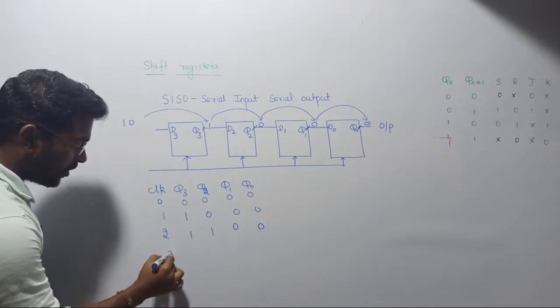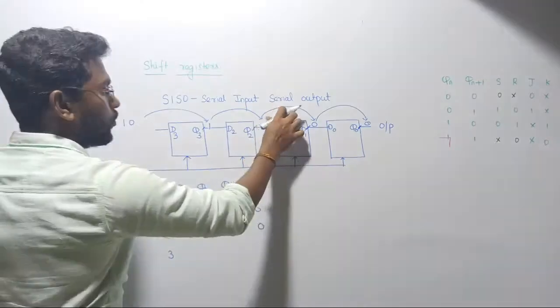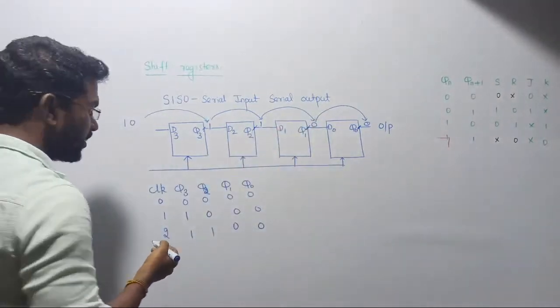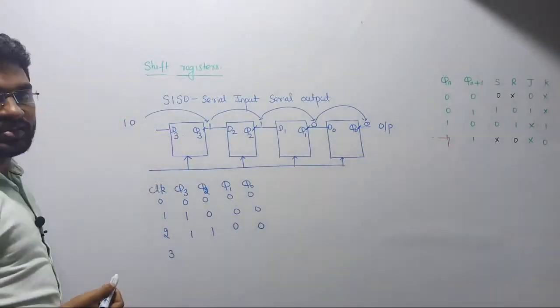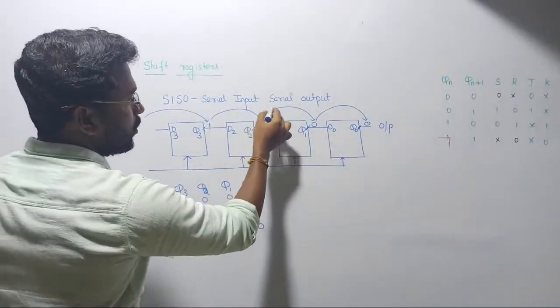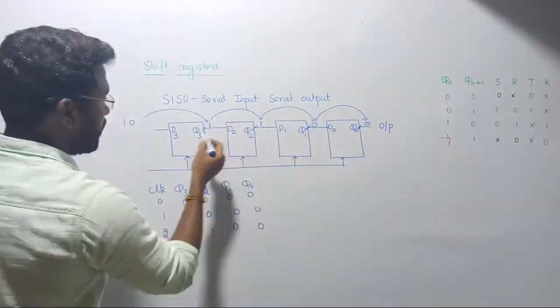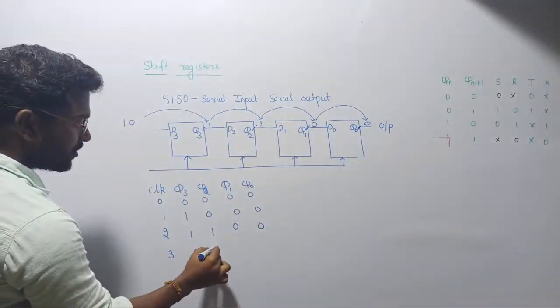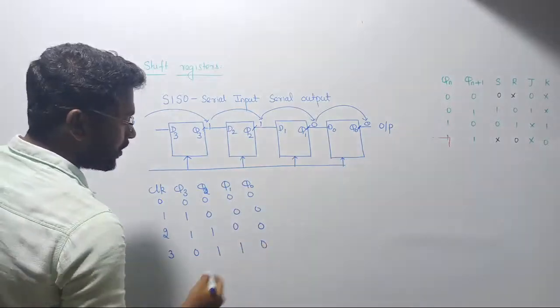Now when we are applying the third clock pulse, what will happen? Before applying the third clock pulse, this is 11, this is 00. Now the next thing is, when we are passing 0 inside the circuit, what will happen? This 1 will be transmitted here, this 1 will come here, this 0 will come here. Such that Q3 will become 0, this 1 will go here, this 1 will come here, this 0 will come here.